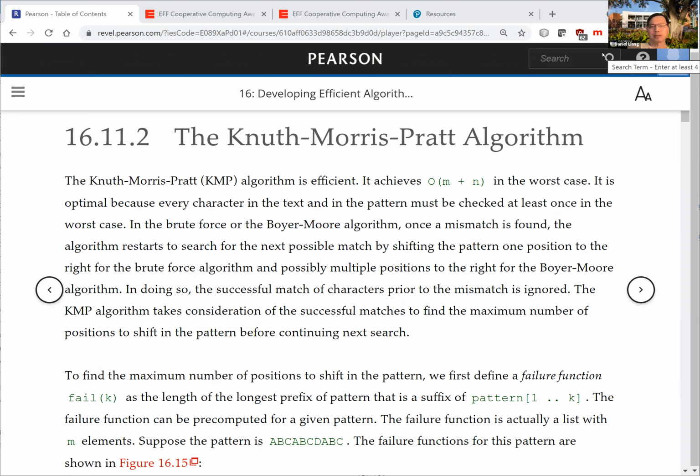and if you have successful matches, the information from the successful matches is not retained. So if we can retain the successful matches from the previous attempt, we can improve the algorithm. That's the idea of the KMP. It takes successful matches into consideration to find the maximum number of positions to shift.